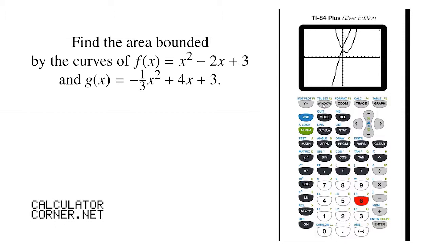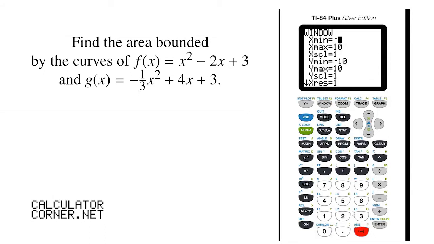So I'm going to change my window. For the x-min, I think negative 10 was too far to the left, so I'm going to change that to negative 5. We can leave the x max at 10. X scale is just where the tick marks are, that's 1. Y min, let's change that to negative 5 as well. But for y max, let's try 20. And y scale, we can leave that as 1. And this time let's press graph so that the graph will use these numbers for the window boundaries.